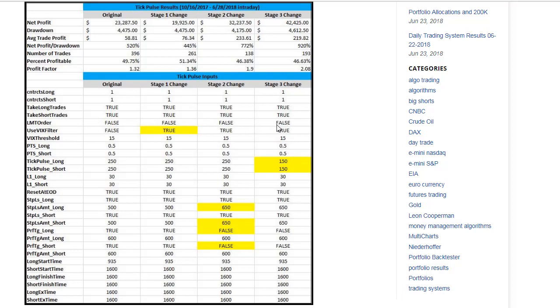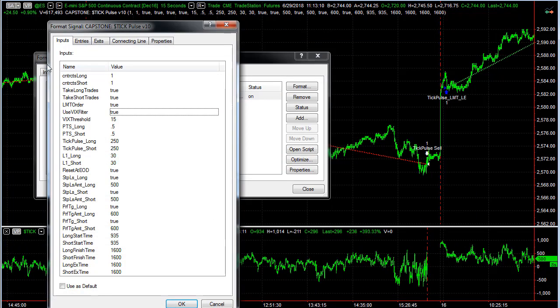There's not a lot of difference I've found, and so market orders might be something you want to do as well. But these results are based on setting the limit order to true. I'm going to show you that here in MultiCharts. Limit order is true, VIX filter is true.